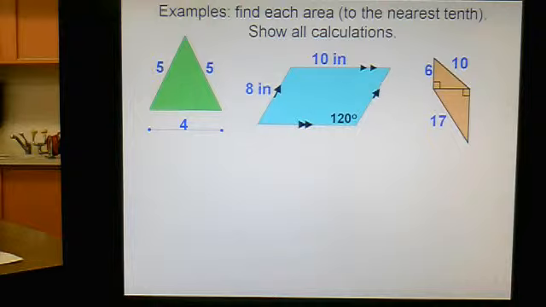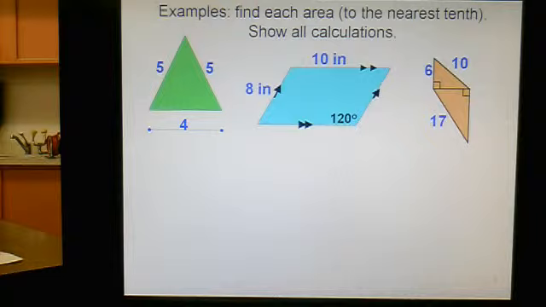So this first one, find the area of a triangle, round to the nearest tenth. You'll see the base is 4, the two lengths on the side are 5, which means it is what type of triangle? Yes, isosceles. It is not right. You have to create your own right angle in there. I think you know how to do that by now, I hope.